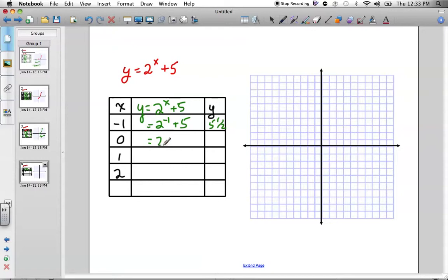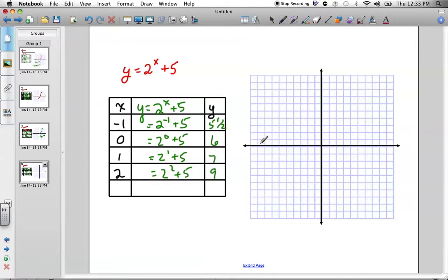When we put in 0, we get a value of 6. When we put in 1, we get 7. And when we put in 2, we get a value of 9.